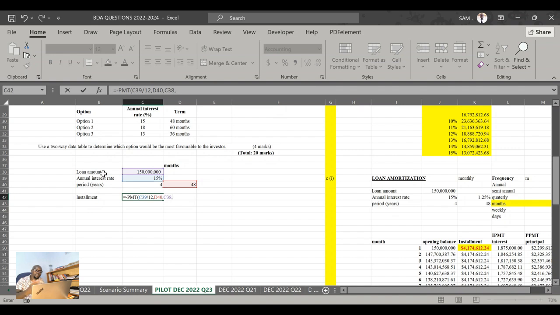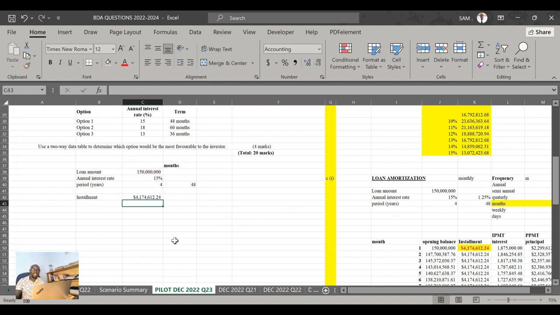We are going to repay the loan in full, so the future value will be zero. It will go back to zero. Then we are paying it at the end of each period. If you are paying at the beginning of the period, you'll choose option one. But if you're paying at the end, you put zero there, close bracket, and there we go. Now, that is the installment you're going to pay per month.